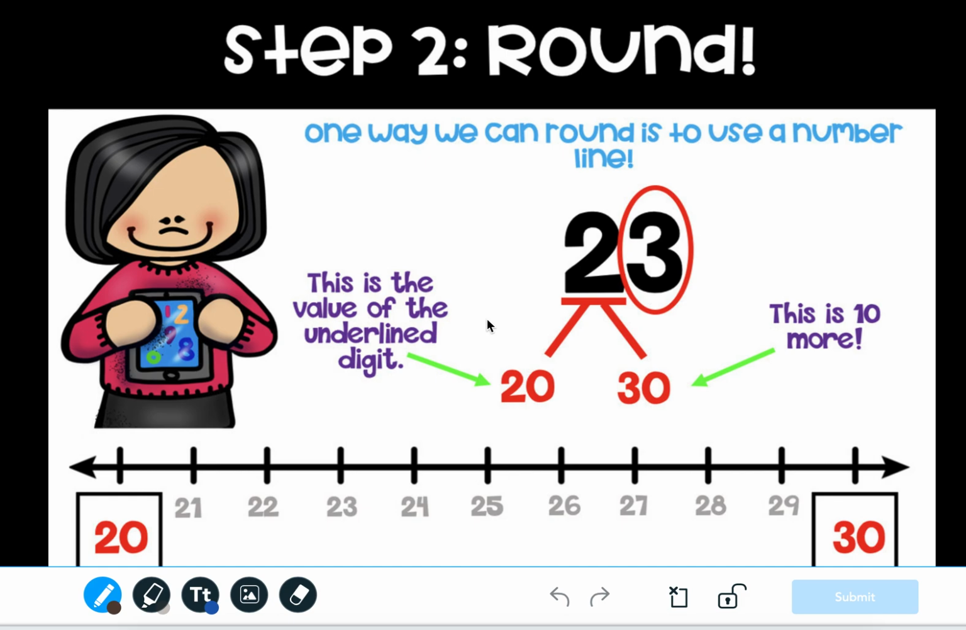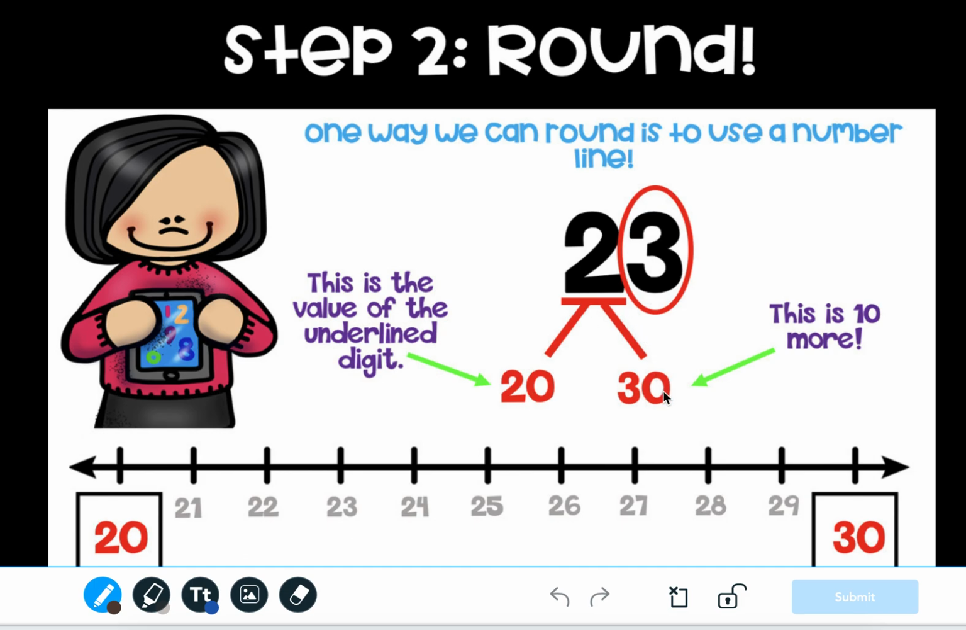One way that we can round is to use a number line. Let's take a look at the number 23. We know that we are rounding to the nearest 10, so we need to look at the digit in the tens place. We've already decided that 2 is our digit in the tens place. The value of that 2 is 2 tens, or 20. And since we're rounding to the nearest 10, we need to think, what is 10 more than 20?